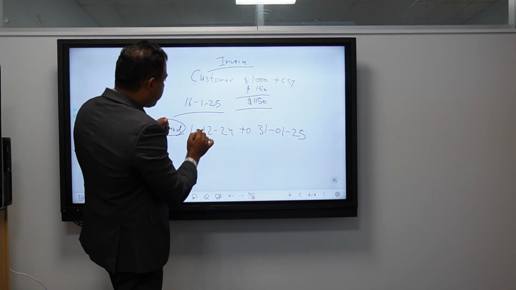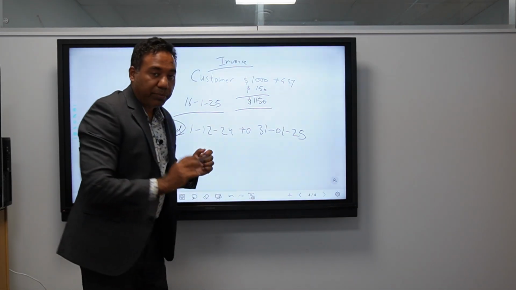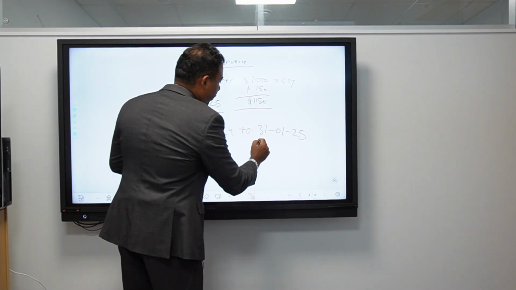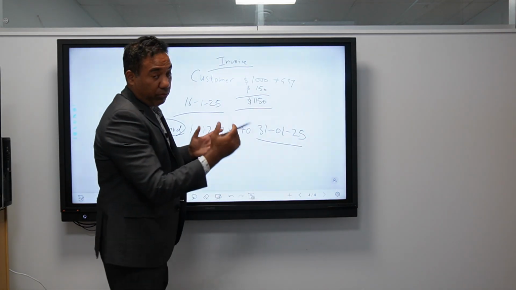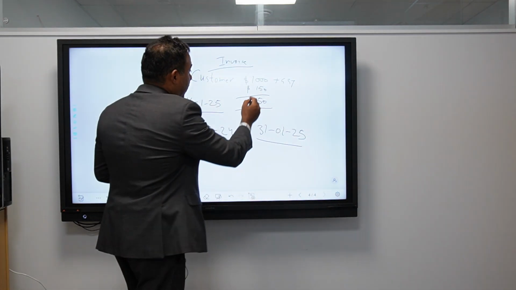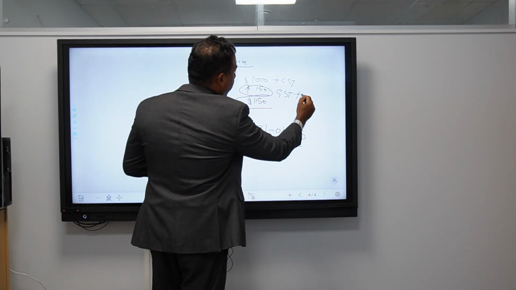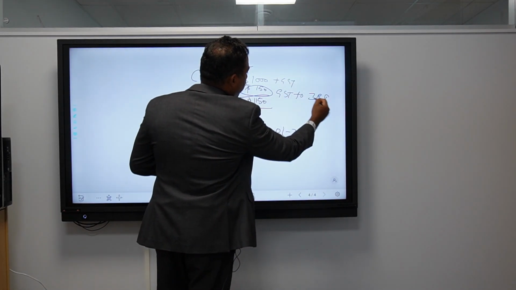Now if it's invoice basis, whether the customer has paid me or not, that doesn't really matter. If the customer pays me before 31st Jan, well good, but if they don't pay me before 31st Jan, I still have to pay $150 GST to IRD. Now this is invoice basis.